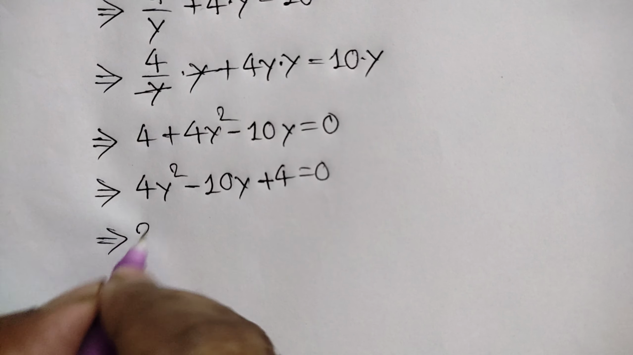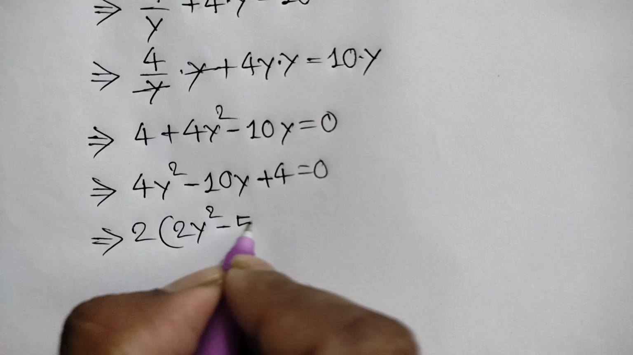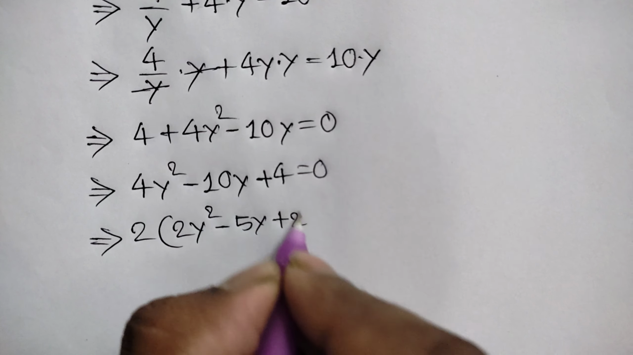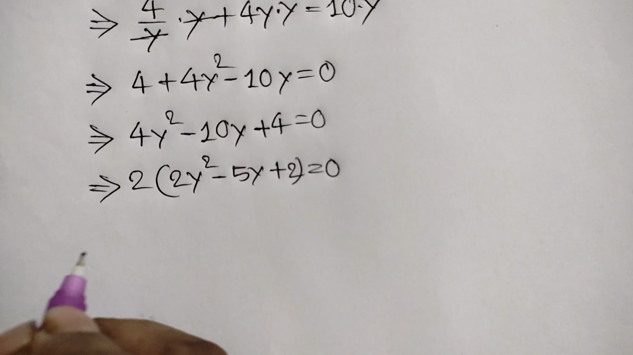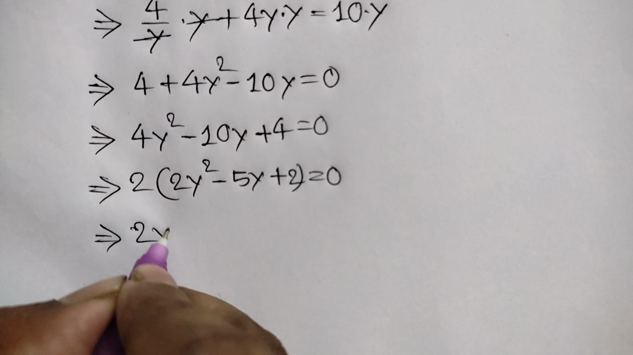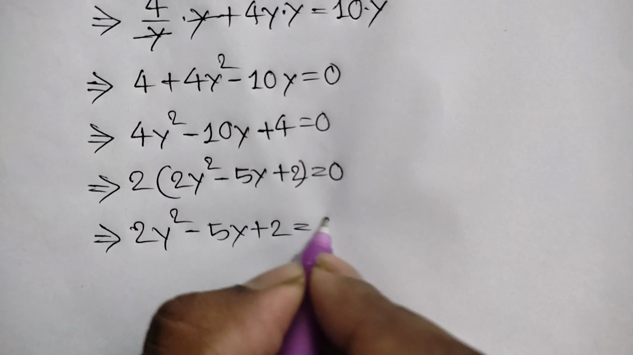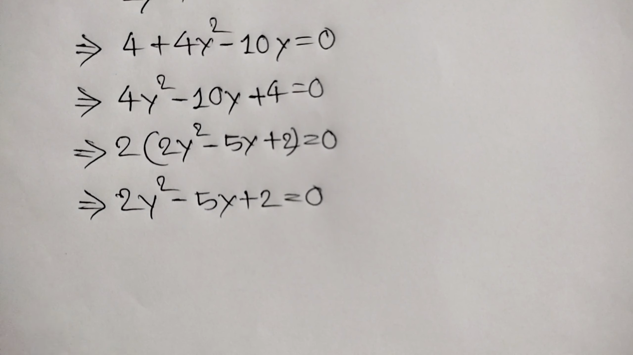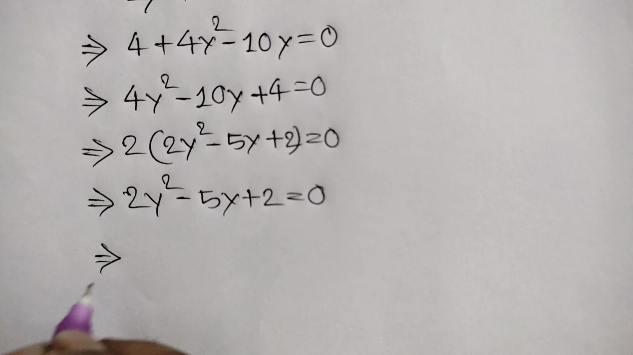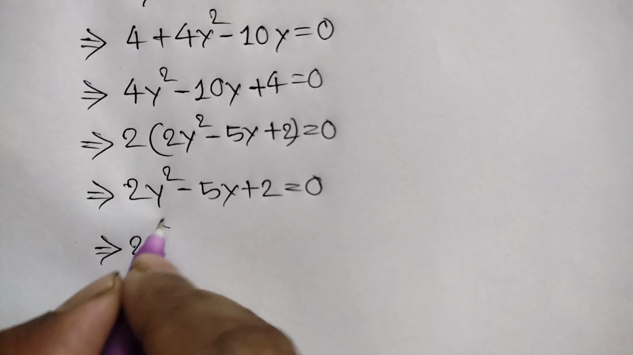Now taking common 2, we will get 2 times 2y square minus 5y plus 2 is equal to 0. Now dividing both sides by 2, we will get 2y square minus 5y plus 2 is equal to 0 over 2, which is 0. Now here we can use the middle term breaking rule.